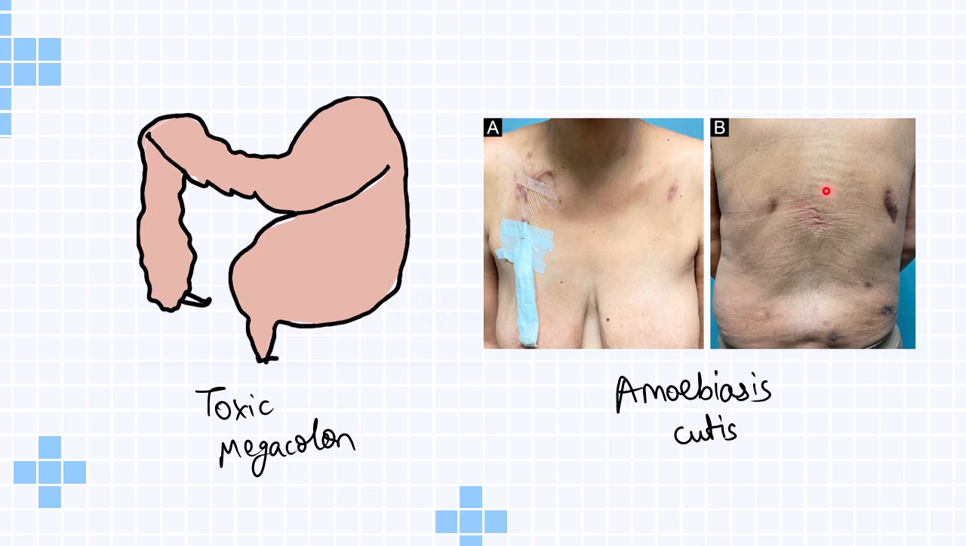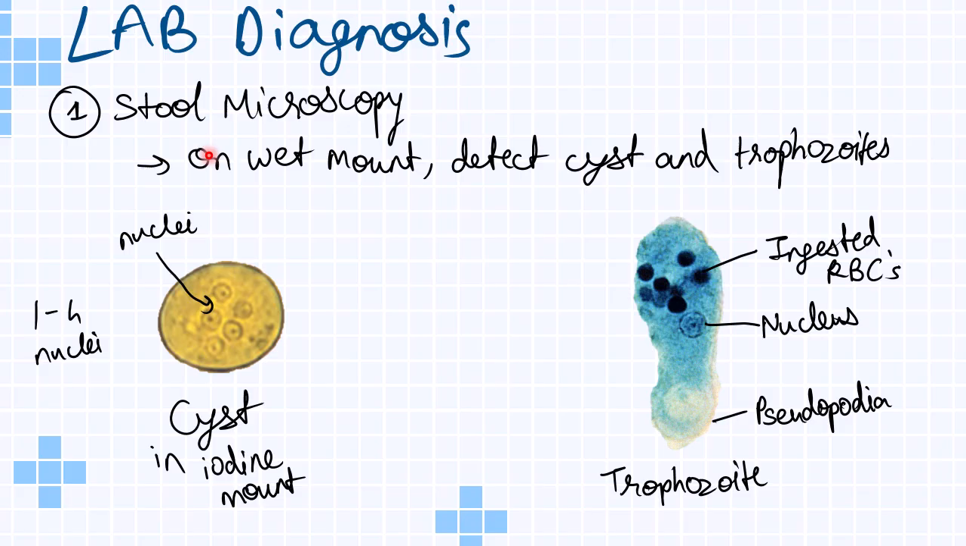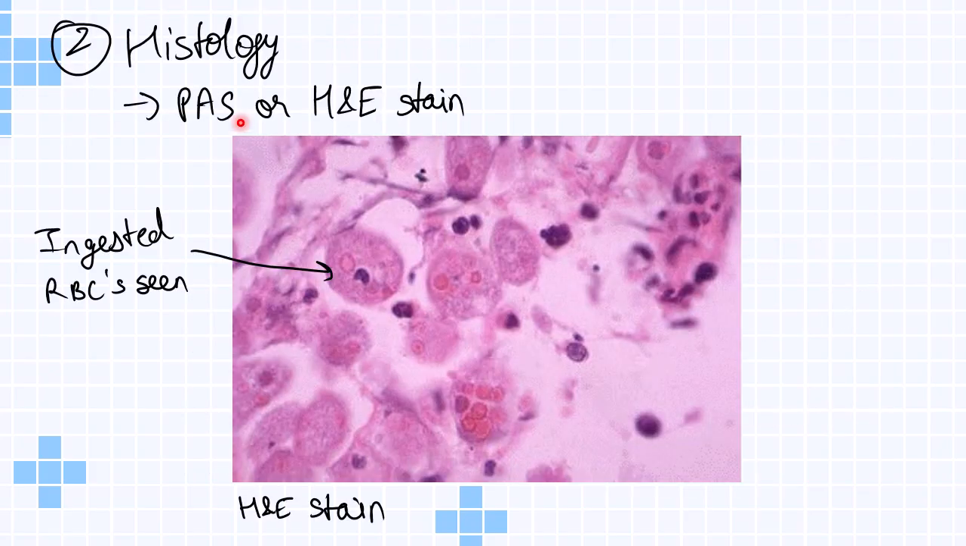Now let's see how this infection is diagnosed in the lab. The simplest diagnostic method is stool microscopy. Wet mount examination can demonstrate both cysts and trophozoites. Cysts may show 1 to 4 nuclei, while trophozoites may display pseudopodia with ingested RBCs. If tissue samples are available, histological examination can provide additional evidence. On PAS or H&E staining, trophozoites can be identified within tissue.